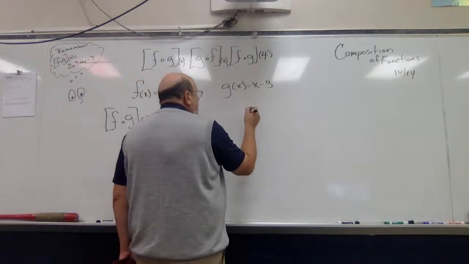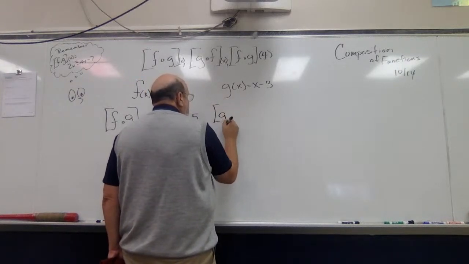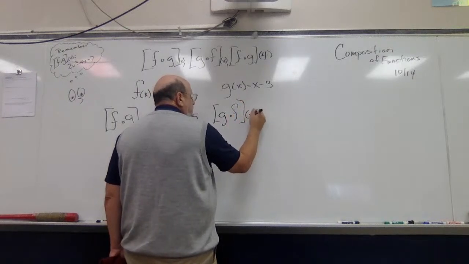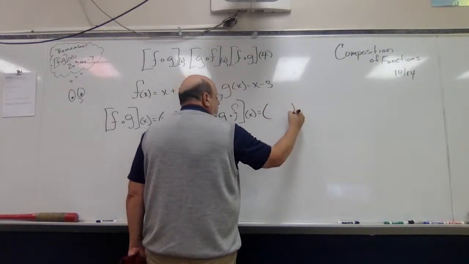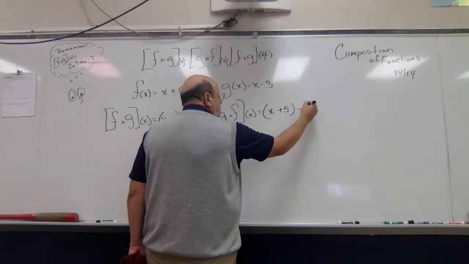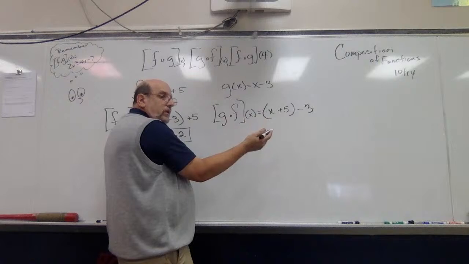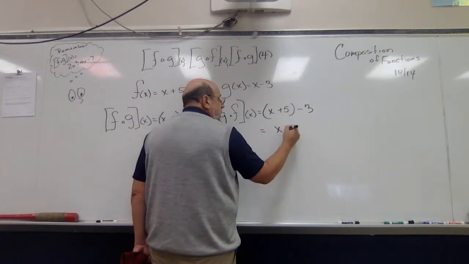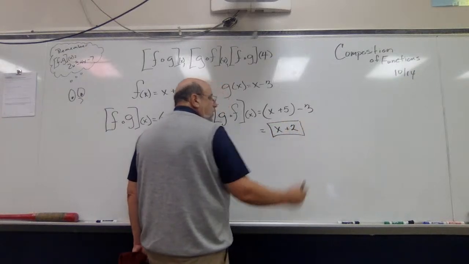We'll do the same thing here. We'll start with G composed of F of X, and then here's our X. We put in X plus 5 minus 3, and lo and behold, we end up with the same thing. Simple. Right?